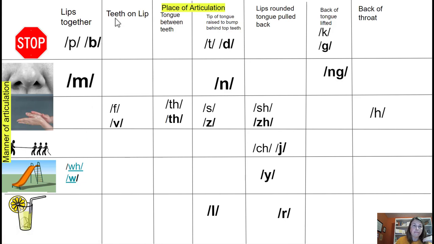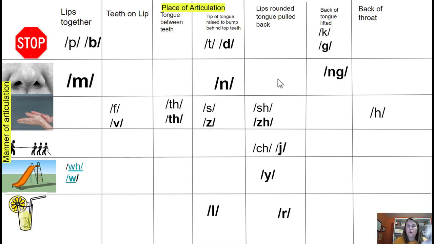in other places. Teeth on lip, we can see that there's only two sounds having that feature. Tongue between teeth. This is oftentimes what teachers say is the only time you can stick your tongue out at your teacher. And then there's many of these. Tip of tongue raised to bump behind top teeth, so you can practice saying some of these. You can feel that your tongue is coming up behind your teeth.